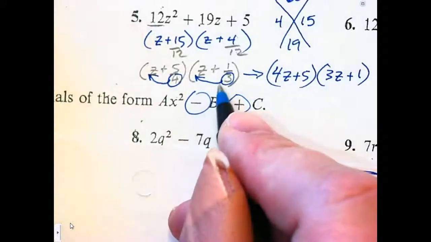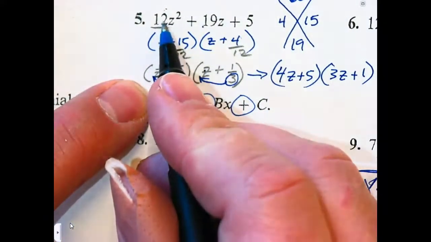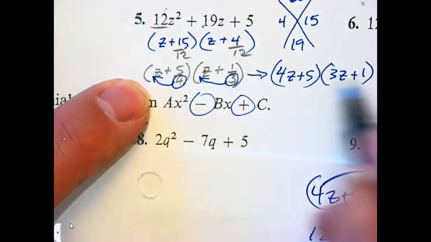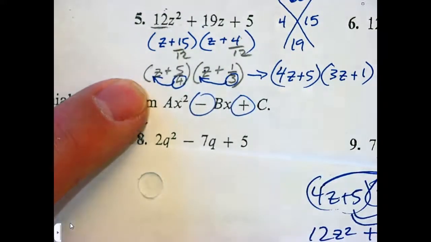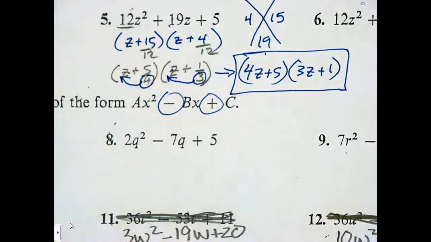Okay, if I don't bring those numbers out from underneath there, when I multiply out, I'm just going to get a z squared. I'm not going to get 12z squared. That's the true factoring. You've got to bring that piece out. Okay, so our final answer there is this guy right there. Okay, good questions.